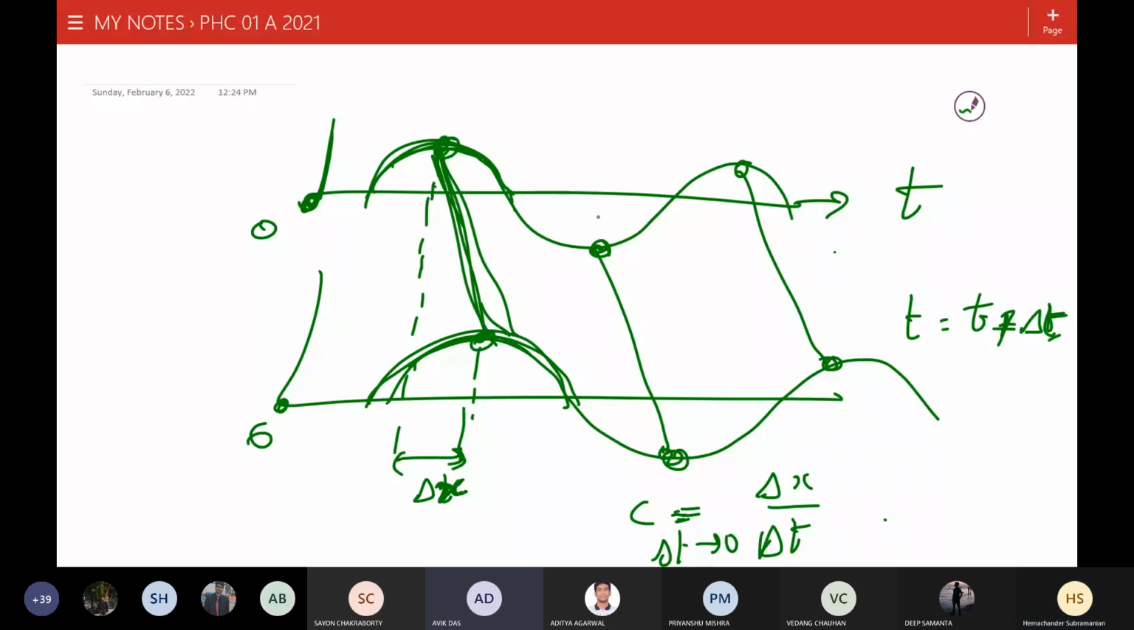Isn't that obvious? Is this intuitive, yes or no? Yes, sir, it's intuitive. It's pretty intuitive. Okay, this is how you define the velocity.